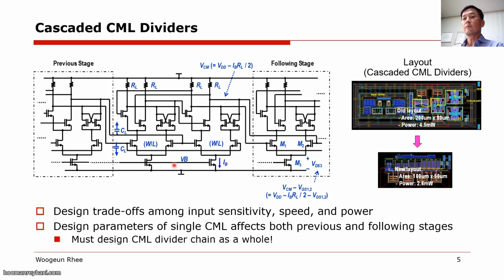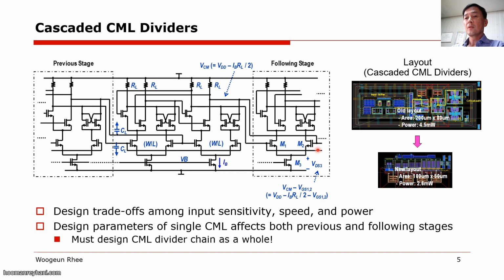So for the given power budget, how to improve the input sensitivity? The only way is to increase the W ratio. But once you increase the W ratio of the differential pair, this will significantly increase the loading capacitance of the previous stage. As a result, you must increase the current again to reduce this resistance value. So once you increase the current, then the W ratio still needs to be further increased to meet the same input sensitivity. So as you see here, this will propagate.